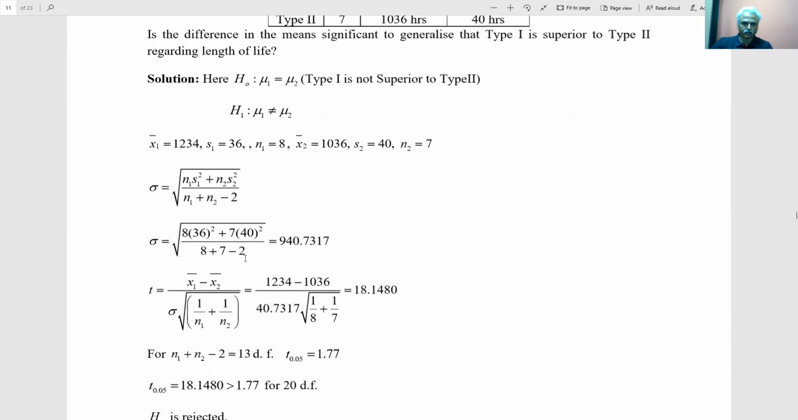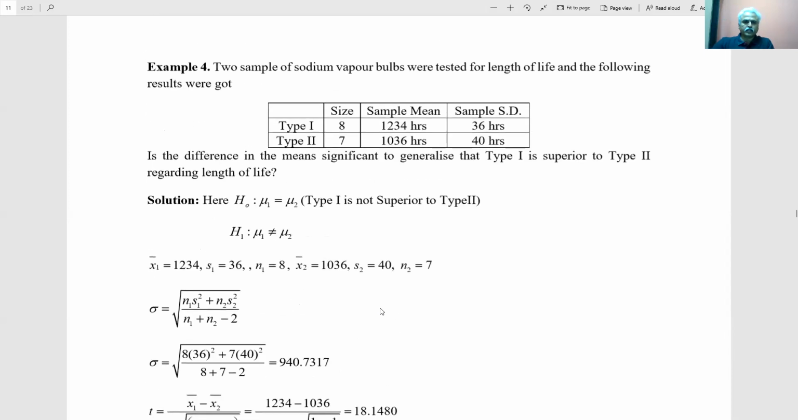Sigma square is 940.7317, and you have to find the square root of this, which is 40.7317. When you substitute all these values, x1 bar minus x2 bar, with sigma as the square root of this, which is 40.73, and n1, n2 substituted here, we get 18.14.